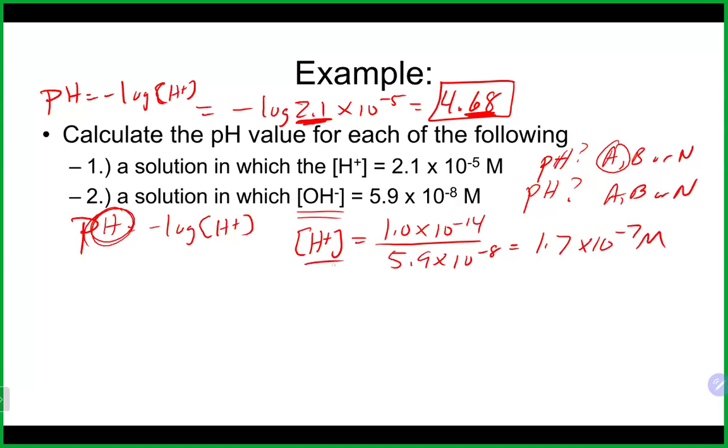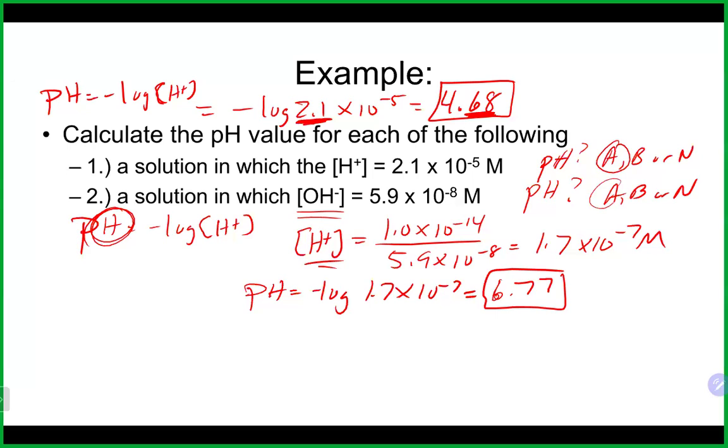Now that I do have the H plus concentration, I can use my pH, minus the log of that. Again, making sure you punch it in correctly. That's going to give me a pH of 6.77 in this case. And again, that is going to actually be slightly acidic as well.